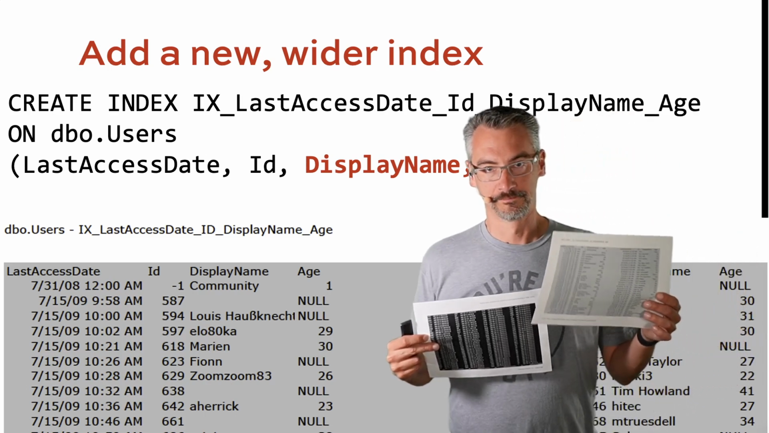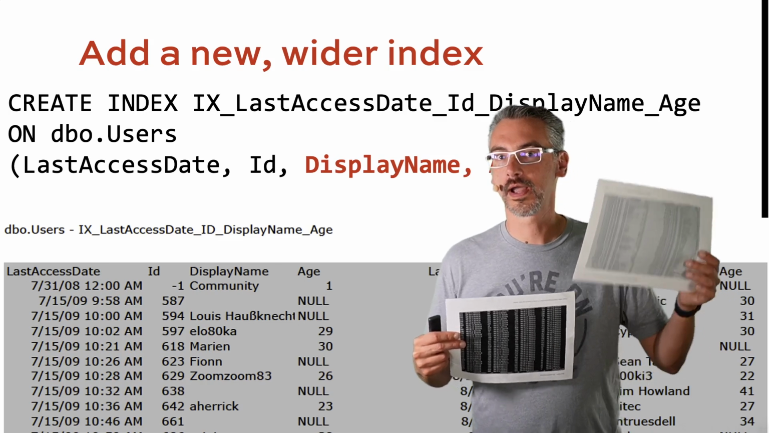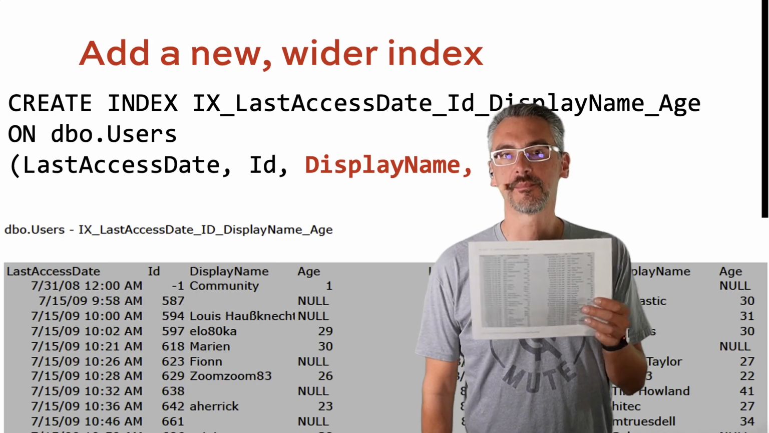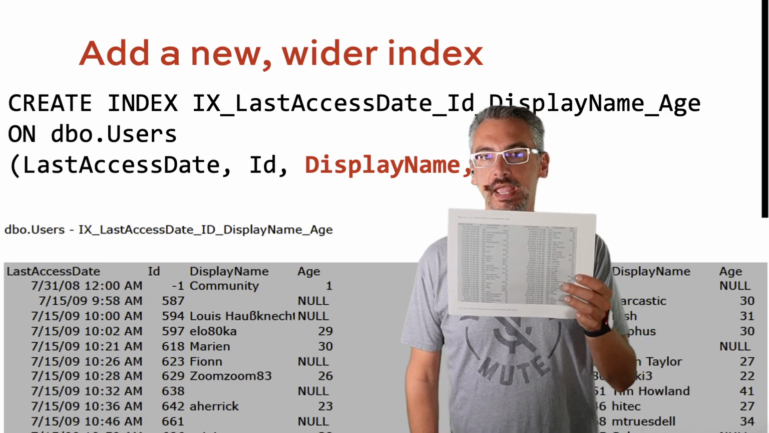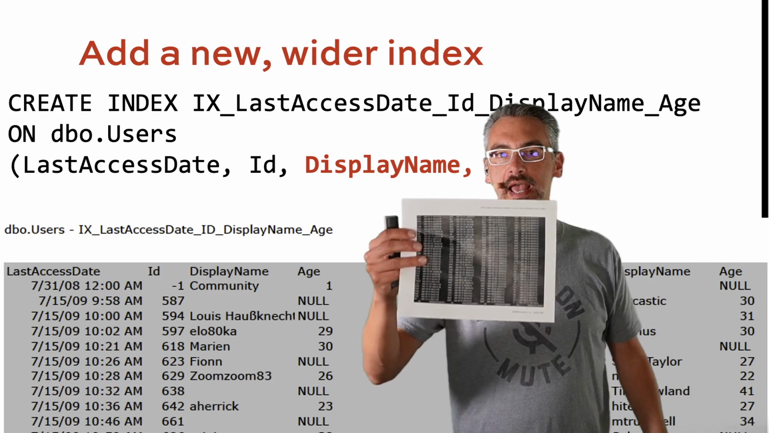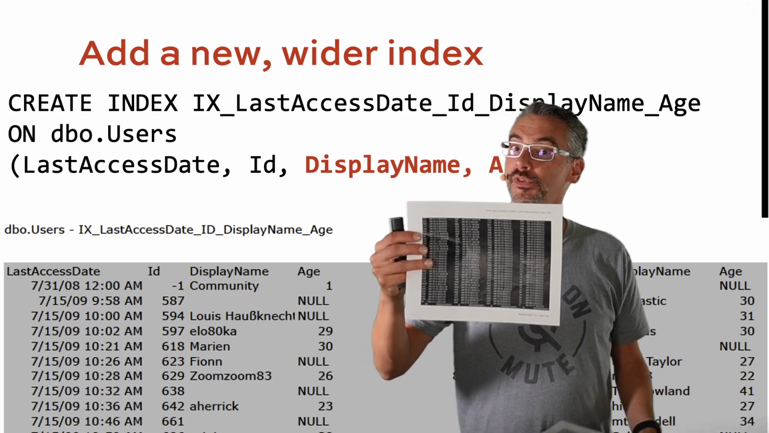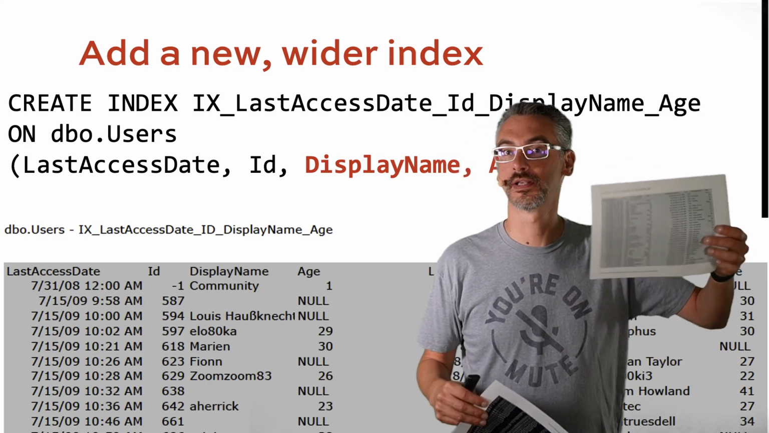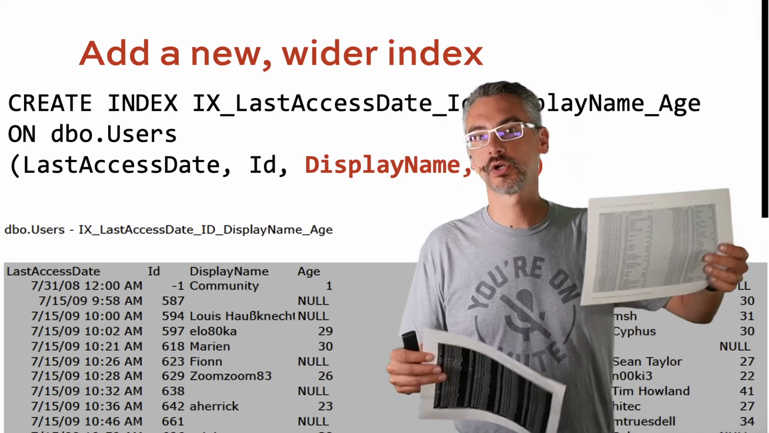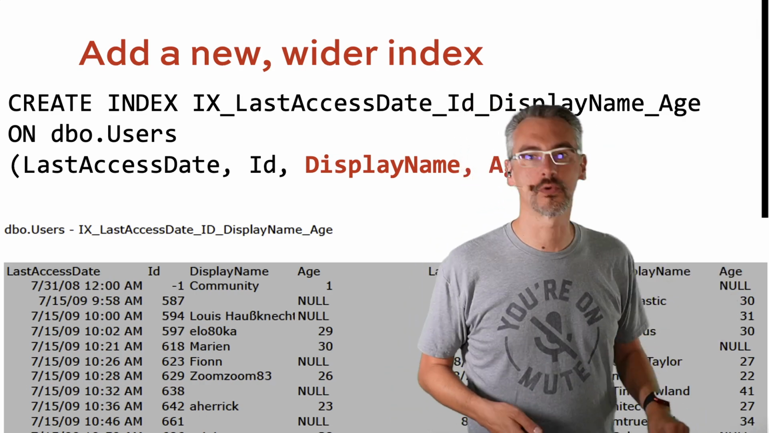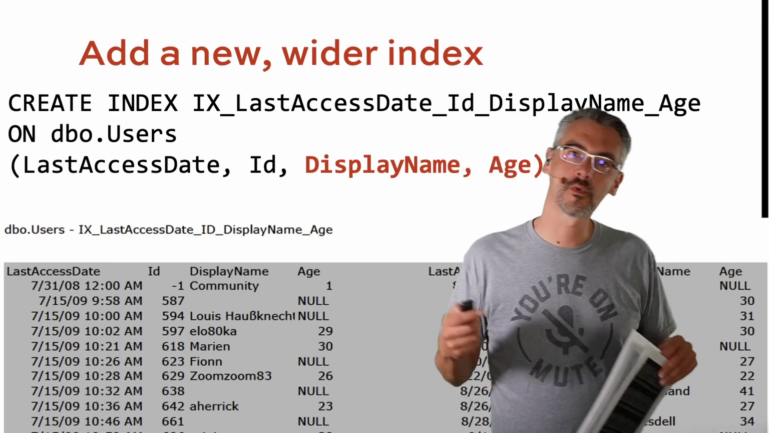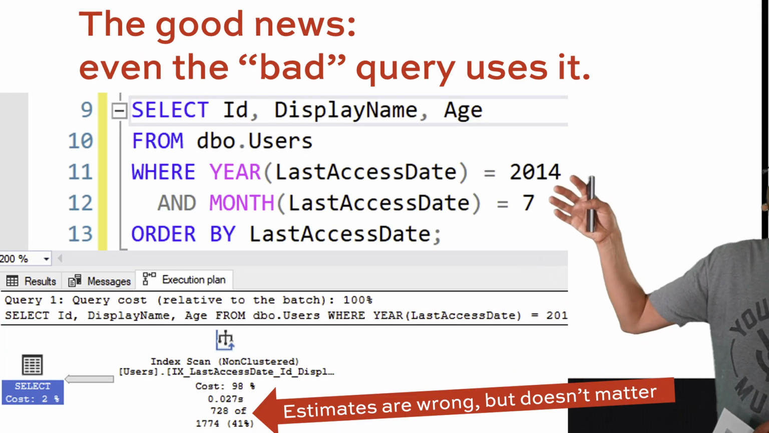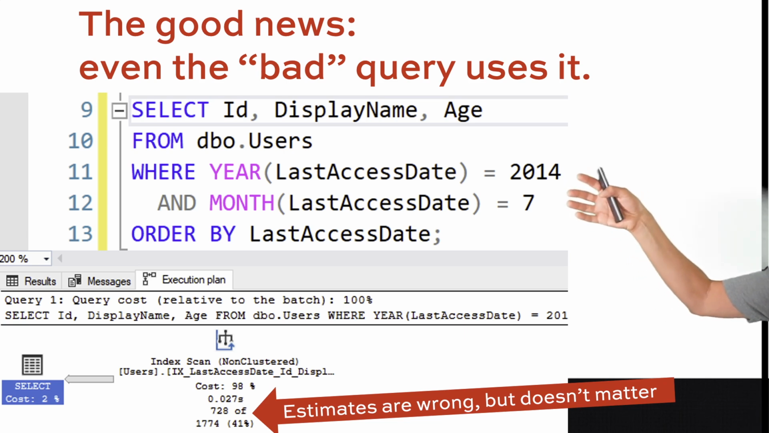One thing that you'll notice is that this thing is wider because it has more columns in it. It can't fit as many people per page. These pages have about half as much as this page does. So you can think of it that this index will be twice as large on disk. It's going to take longer to do our inserts and deletes, longer to do our index maintenance and so forth. But if you're willing to make that trade-off, then even the bad, quote-unquote, query uses it.